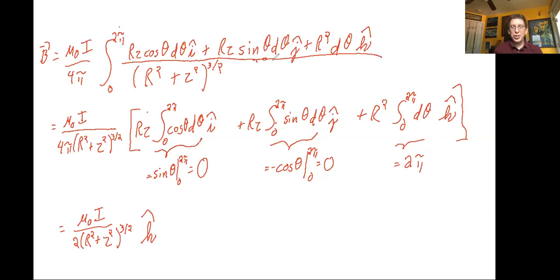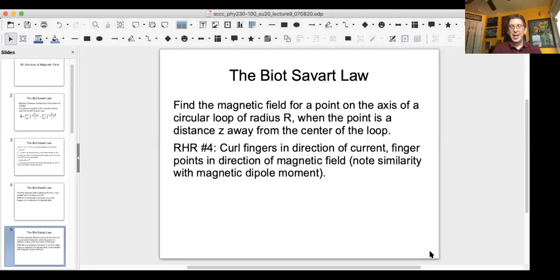So you have the magnitude and you have the direction. And so that brings us to another right-hand rule. This is right-hand rule 4. If you have a circular current, you curl your fingers in the direction of the current, and the thumb points in the direction of the magnetic field. So if we drew a clockwise loop, the field would point in the opposite direction. It would point into the board, or the negative k direction as we defined it.